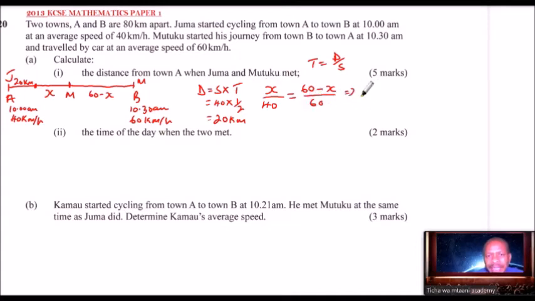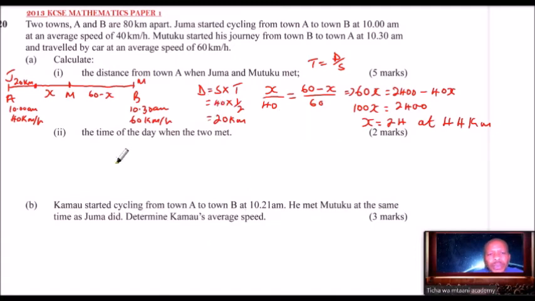This implies that 60 multiplied by x gives 60x, is equal to 40 multiplied by 60, which gives you 2,400, minus 40x. So you take 40x to this side and it becomes positive. We have 100x is equal to 2,400. Divided by 100, x is equal to 24. So to the meeting point M, and Juma had covered 20 kilometers, it means they met at 20 plus 24, that will give you 44 kilometers.